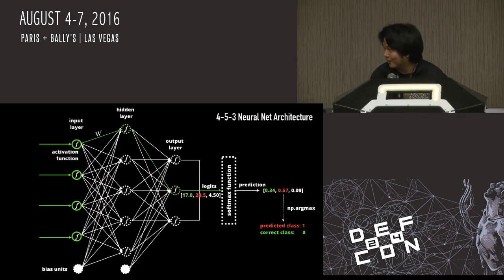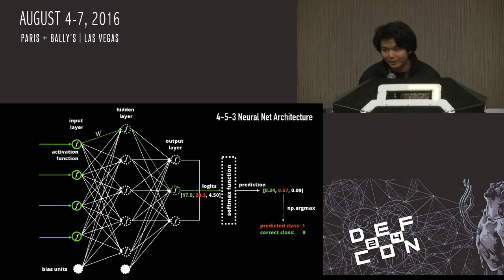So this is a diagram that a lot of you may have seen before. It's a 4-5-3 neural net architecture. It's a very simplified version of it. So ignore all the nasty white lines between those units. Each circle represents a linear unit, and there's an activation function in it. Activation function just means that if you input a certain value into this circle, then it outputs a certain real numbered value according to the function.